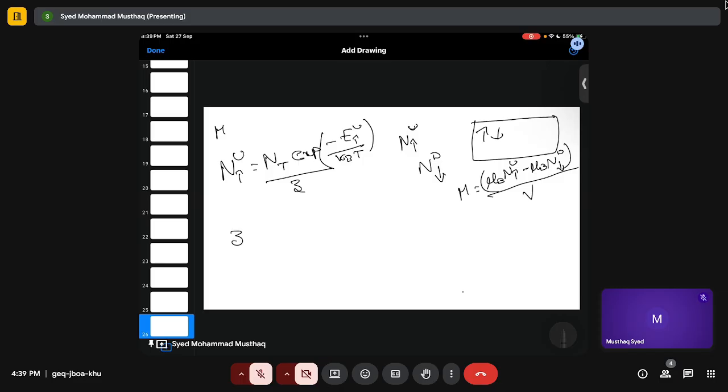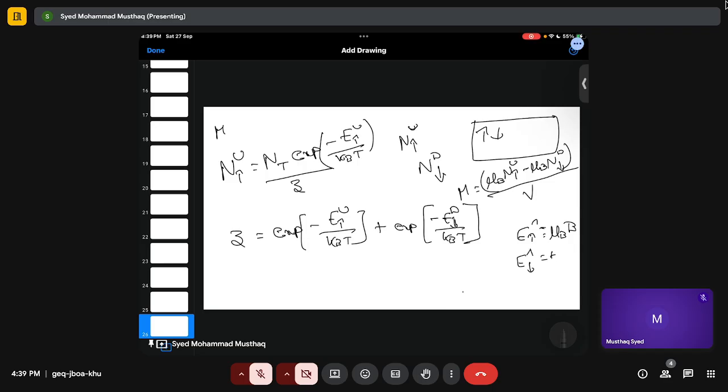And what is the partition function? The partition function will be given as exponential of minus E up spins upon K_B T plus exponential of minus energy of down spins upon K_B T. And I know the energy of up spins will be mu B B or minus mu B B, depends upon sign, and down will be plus mu B B. Now if I substitute them here, this will be exponential of mu B B upon K_B T plus exponential of minus mu B B upon K_B T.